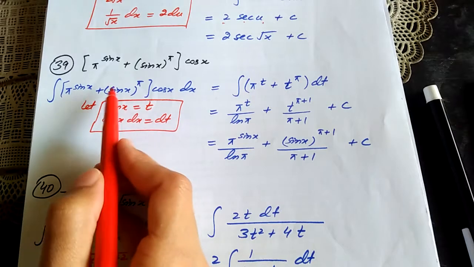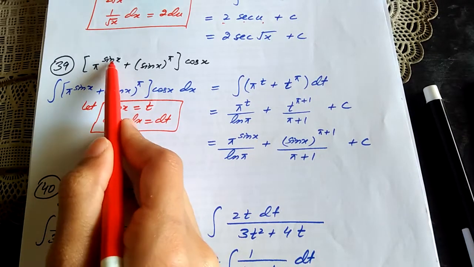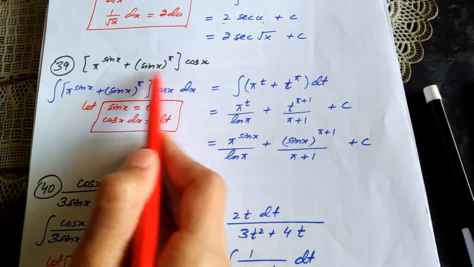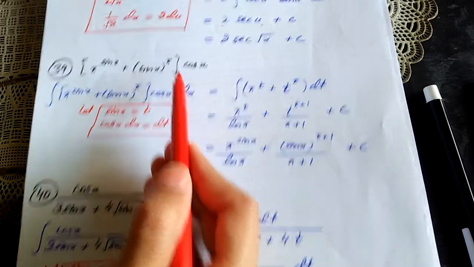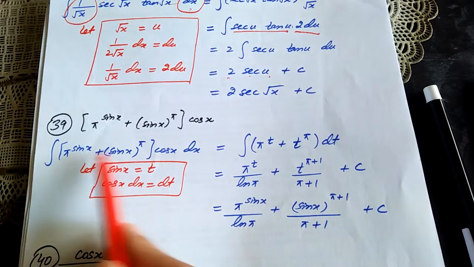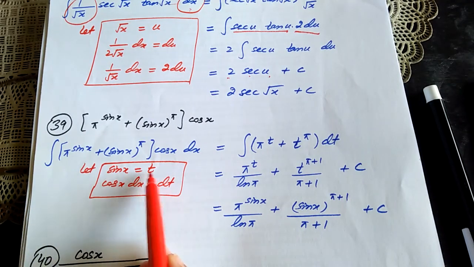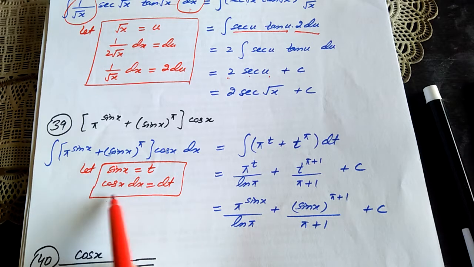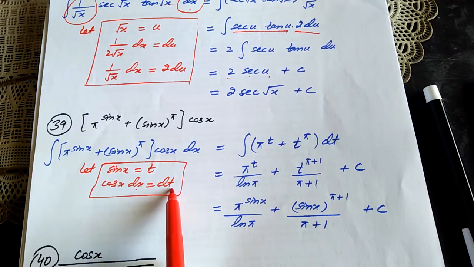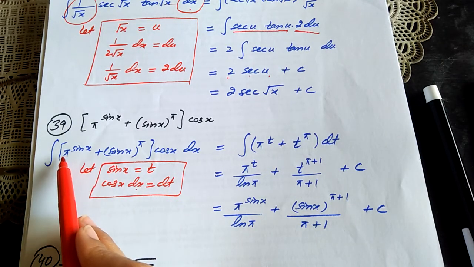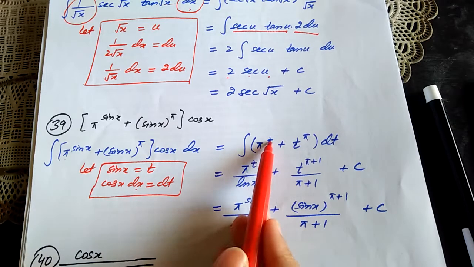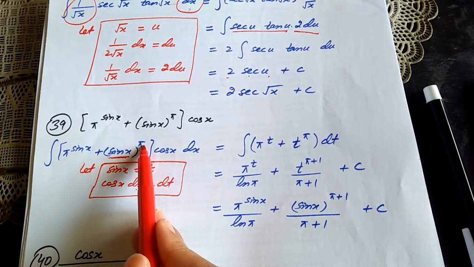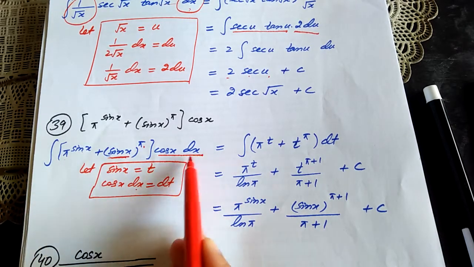Question number 39. Pi raised to power sine of x plus sine of x raised to power pi into cos of x. Integrate both sides. Now let sine of x equal t. Differentiate: cos of x dx will be dt. So we'll get pi raised to power t plus t raised to power pi, and cos of x dx is dt.